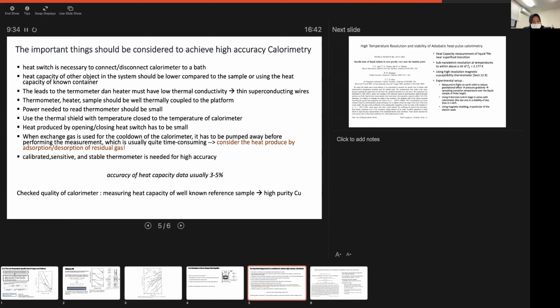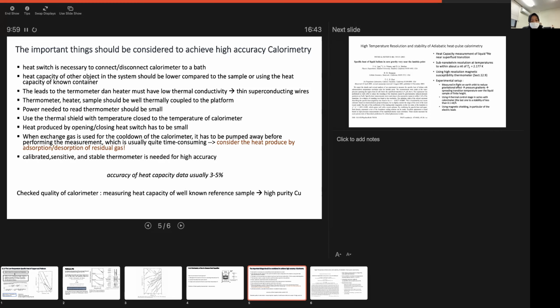In the adiabatic heat pulse method, the first important thing is that a heat switch is necessary to connect or disconnect the calorimeter to a bath, and the heat capacity of other objects in the system should be lower compared to the sample, or we should use the heat capacity of a known container.